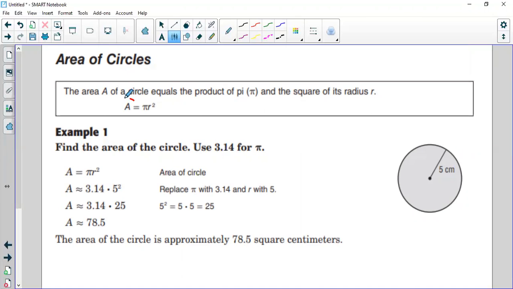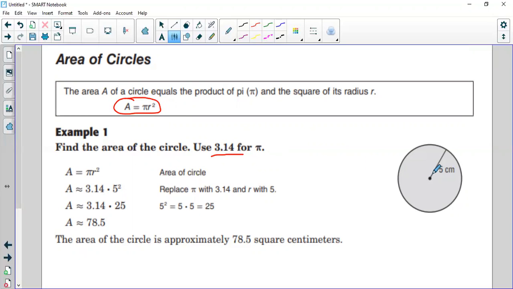Area of a circle, as simple as this. Pi times radius squared. Remember, for pi, we're always using 3.14. And radius squared, that means we're doing a second power. So it's not like circumference where we multiply by 2. Now we're doing a second power, squared.